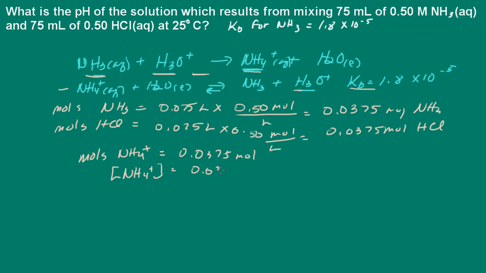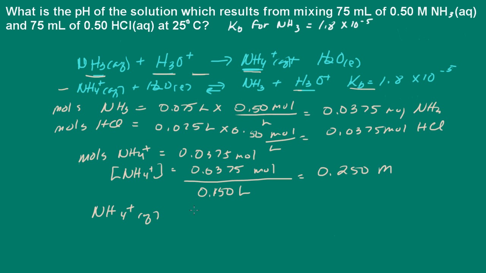The concentration is going to be the number of moles of ammonium ion produced divided by the total volume. So the total volume is the 75 milliliters of ammonia plus the 75 milliliters of the hydrochloric acid. So that would produce 150 milliliters of solution. So we'll go ahead and convert that to liters. And we end up with a molarity of 0.25 molar. So now I'm ready to set up my ICE table. Again, the important thing was determining the concentration of ammonium ion.